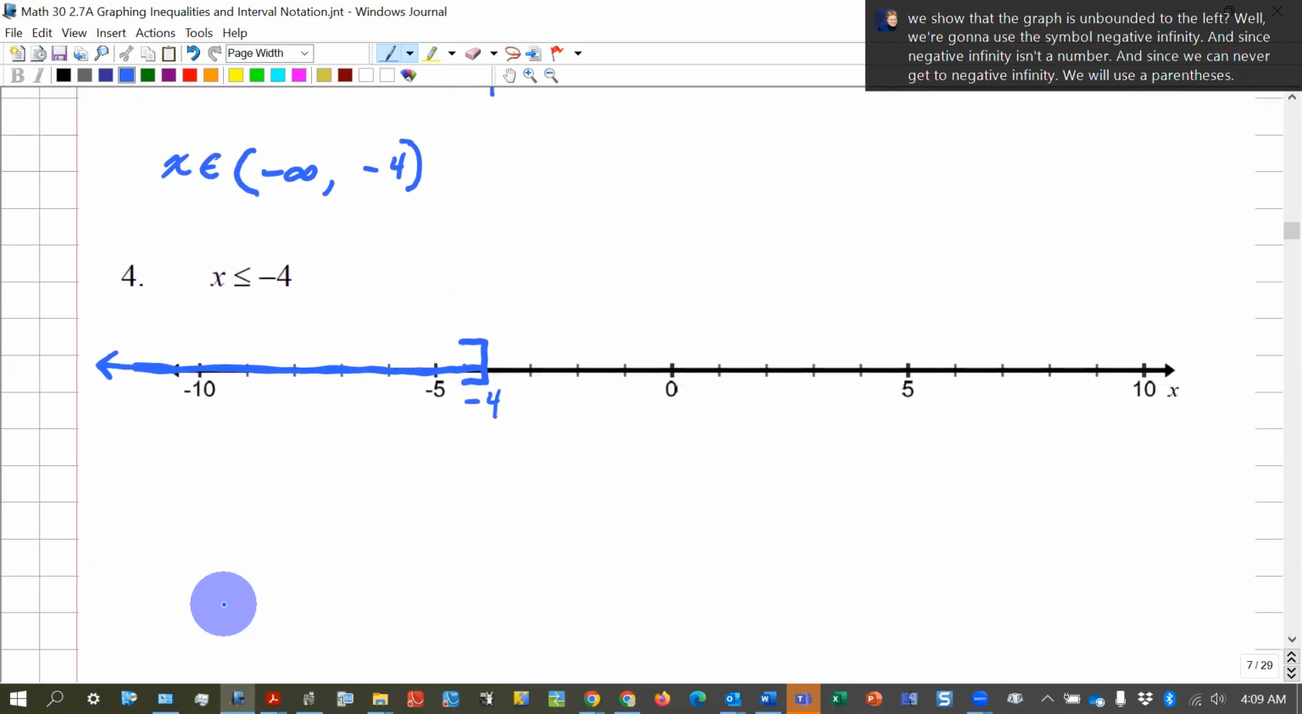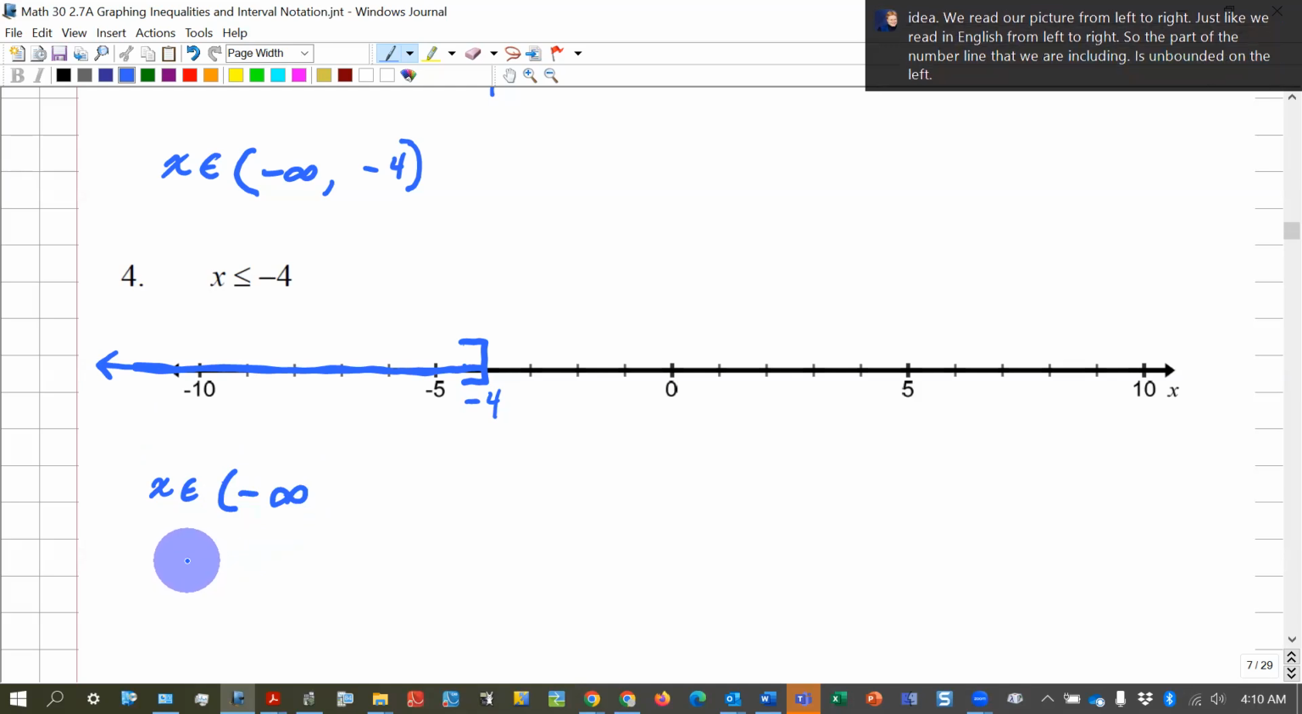And for problem 4, a similar idea, we read our picture from left to right, just like we read in English from left to right. So the part of the number line that we are including is unbounded on the left and ends at -4 on the right, including -4. And so we use a bracket.